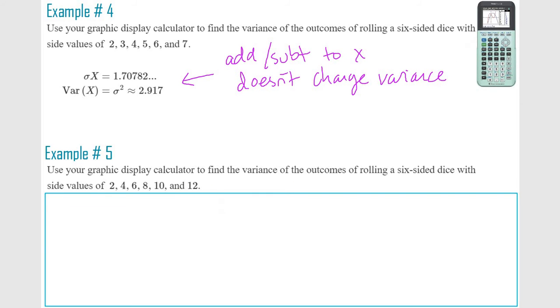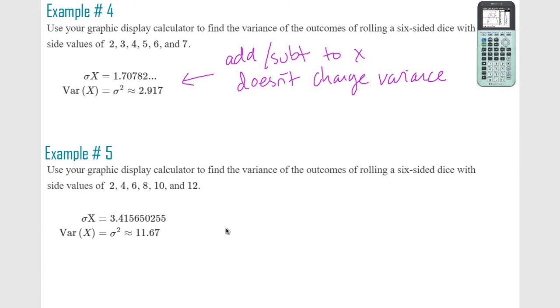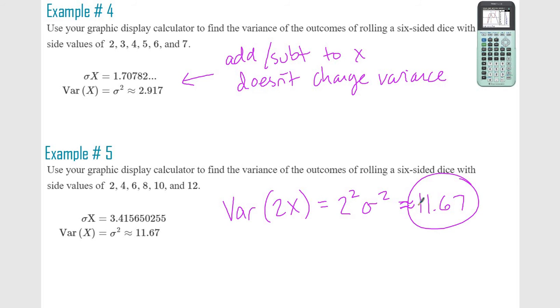Now when we double it, that probably should change my variance. How does it change my variance? Well, we doubled it, and that's more than 2 times that variance. Oh yeah, 4 times. So to change your variance when we doubled x, we square that number and multiply it times our variance. And that's how we got 11.67, approximately.